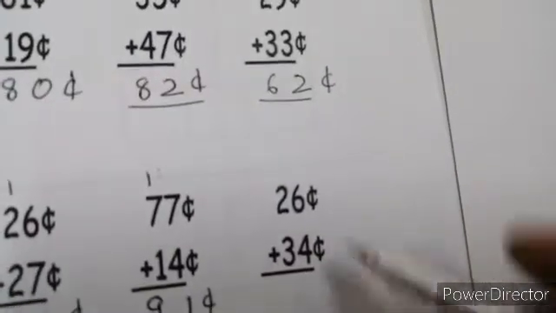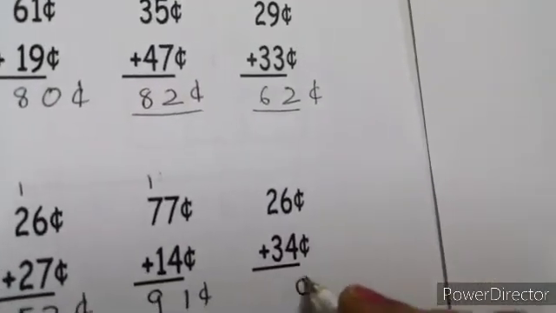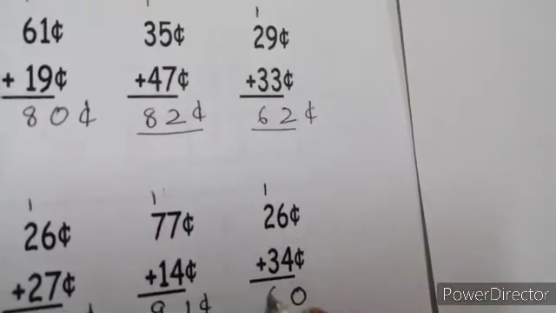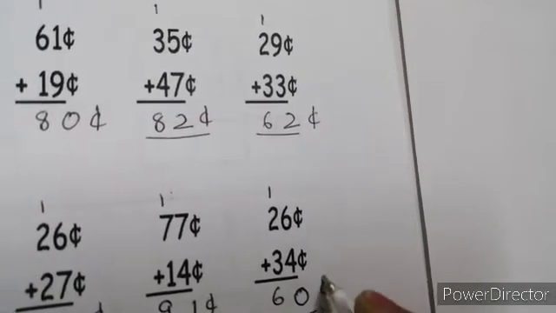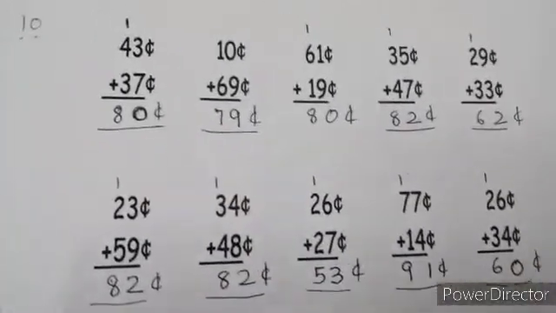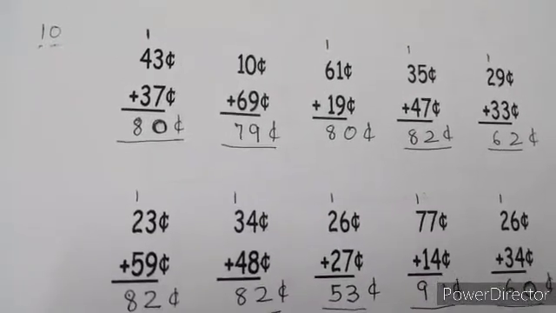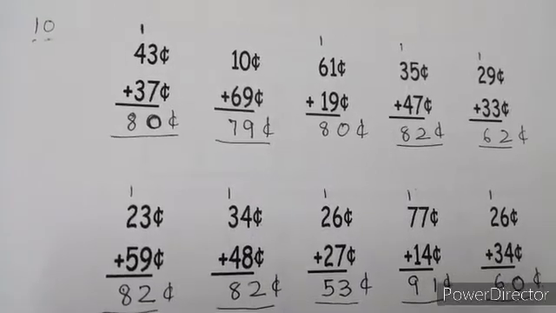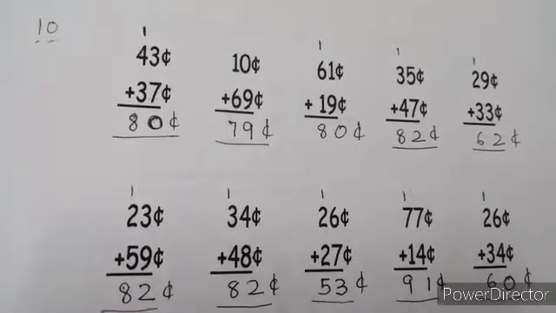6 plus 4. How much? 7, 8, 9, 10. 0 will be here and 1 carry over. 3. 3 plus 3, 6. 60 cents. So this is how you add the numbers. It is similar to normal addition with regrouping. You have to add and write the cents correctly. Okay. Let's move on to the next question.